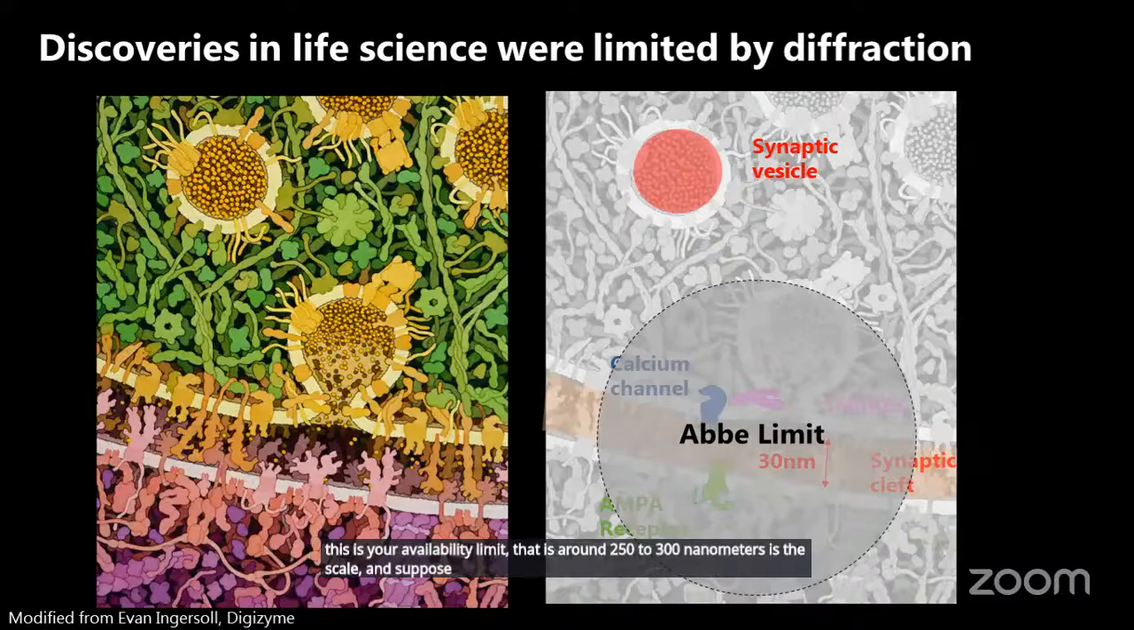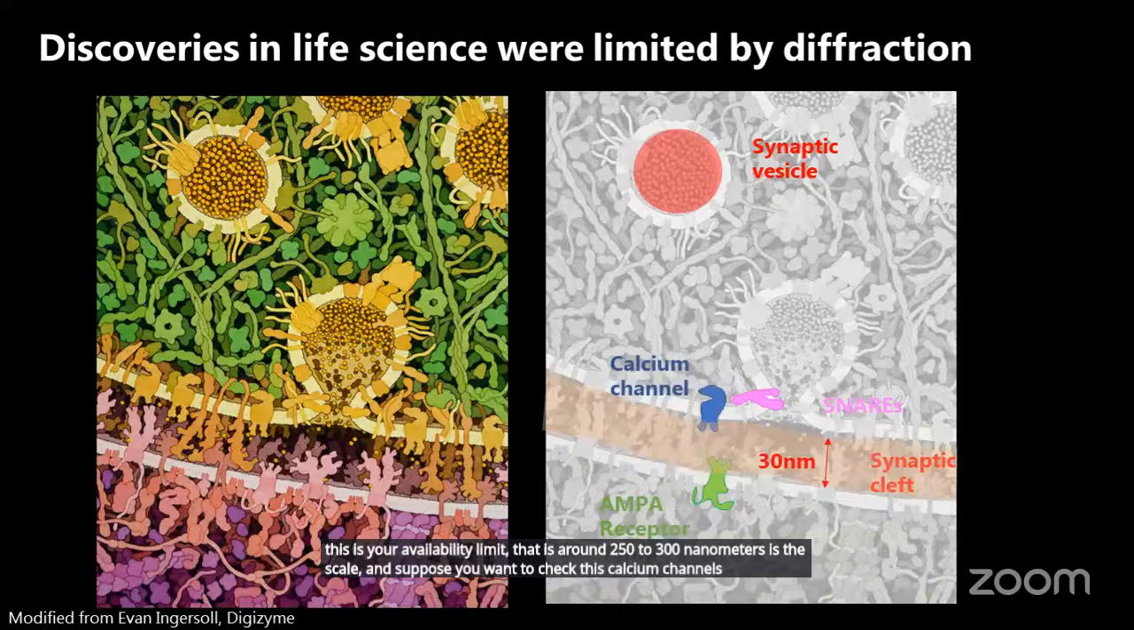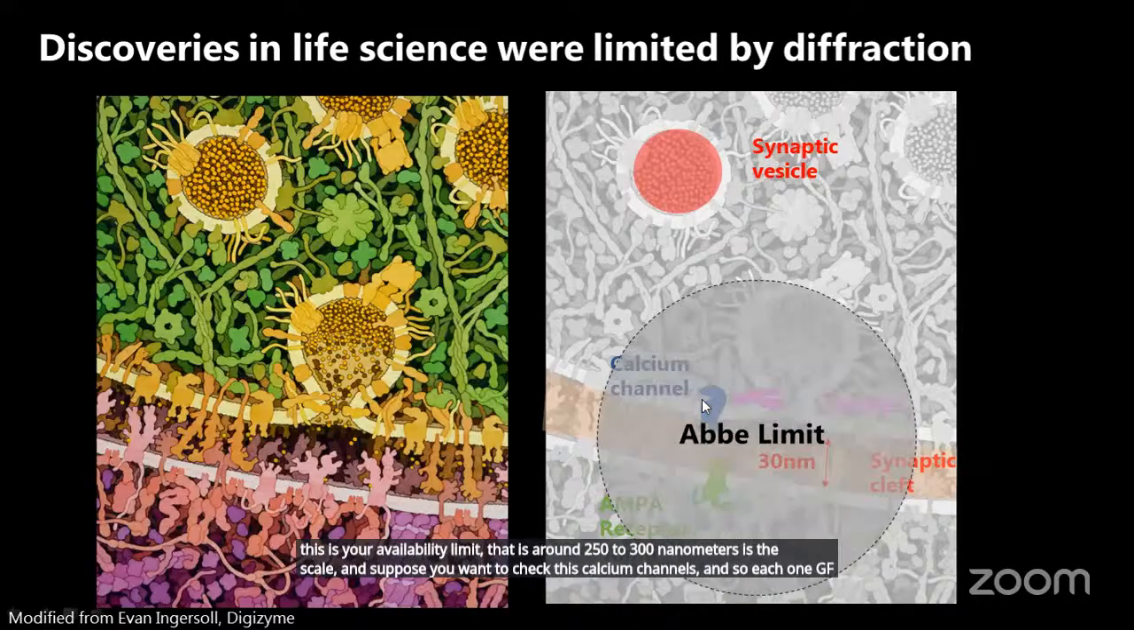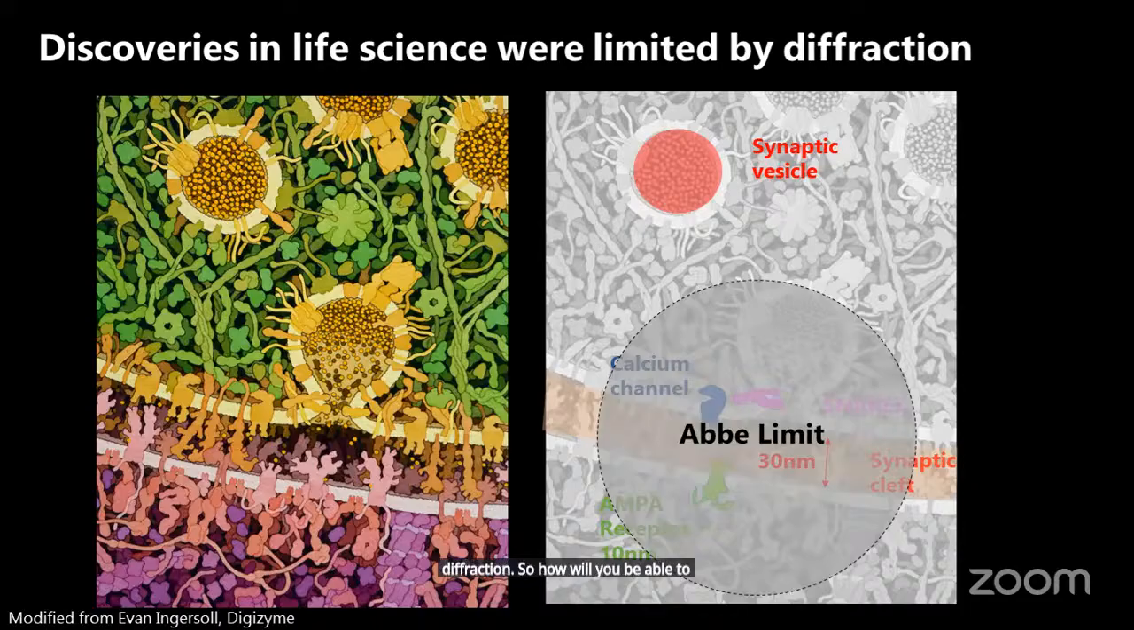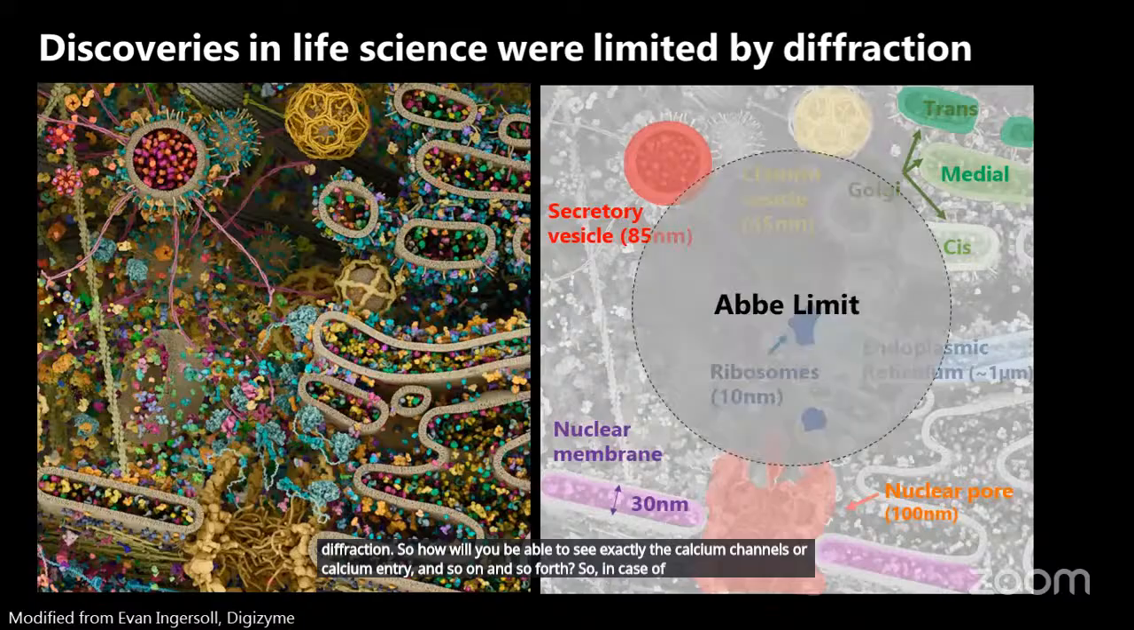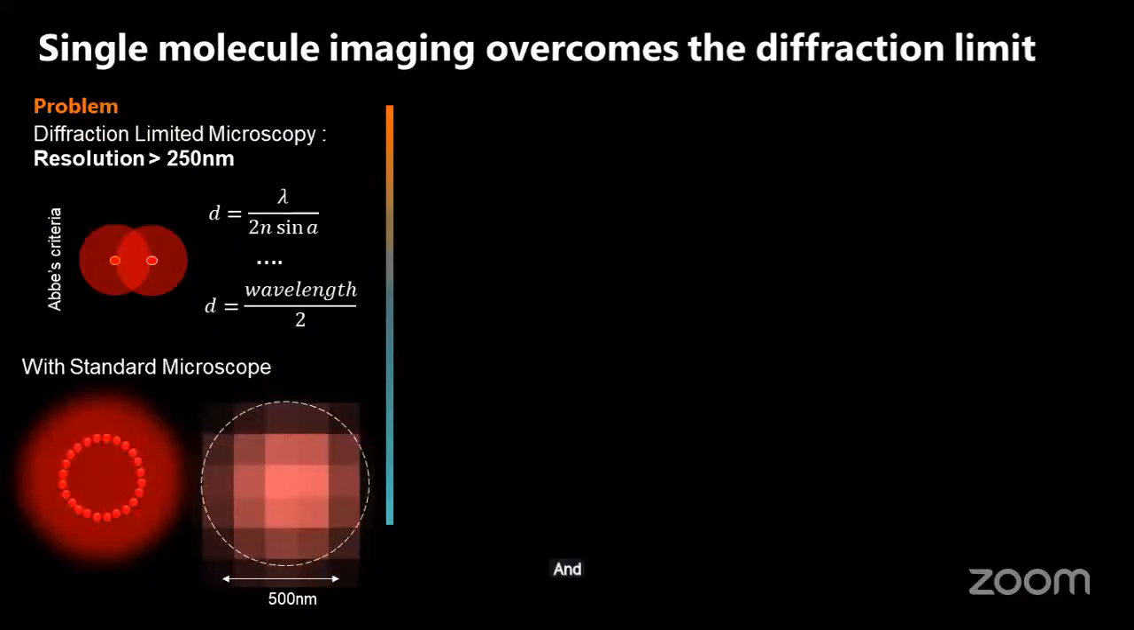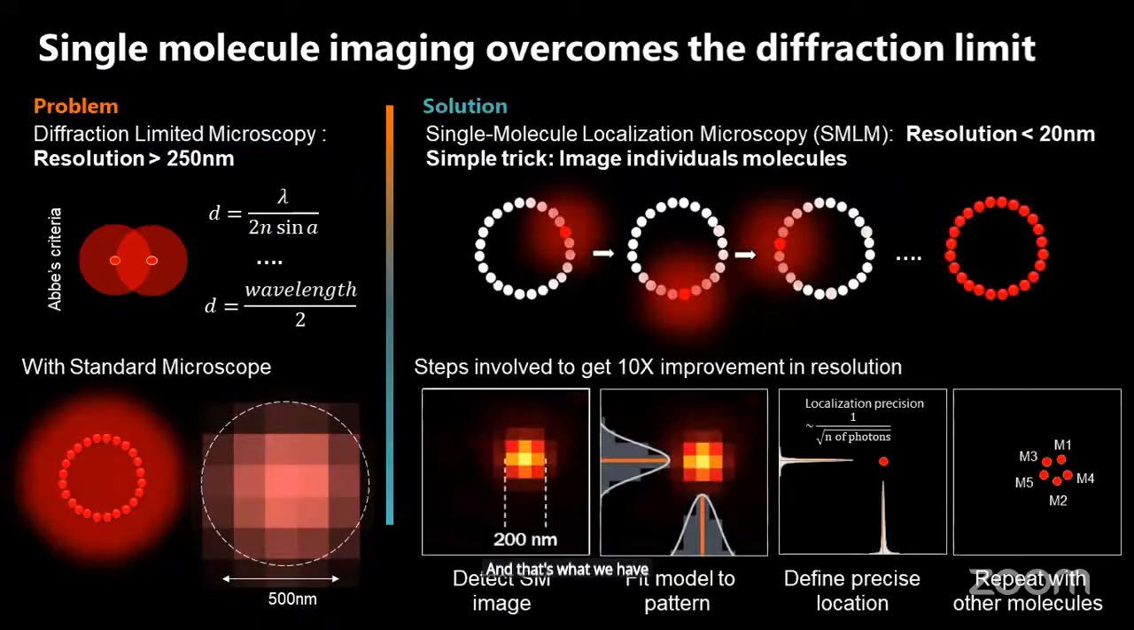And suppose you want to check these calcium channels. Each one GFP protein will just show you this much of diffraction. So how will you be able to see exactly the calcium channels or calcium entry and so on and so forth? In every cell, there are like 1,000+ events going on. If you want to understand the nanoscale events or signaling, what is exactly happening, you should have a better resolution, right? So for people who are working on that scale, definitely you need a super res microscope to understand this. And that's what we have here to achieve that super resolution of 10 to 20 nanometers as such.